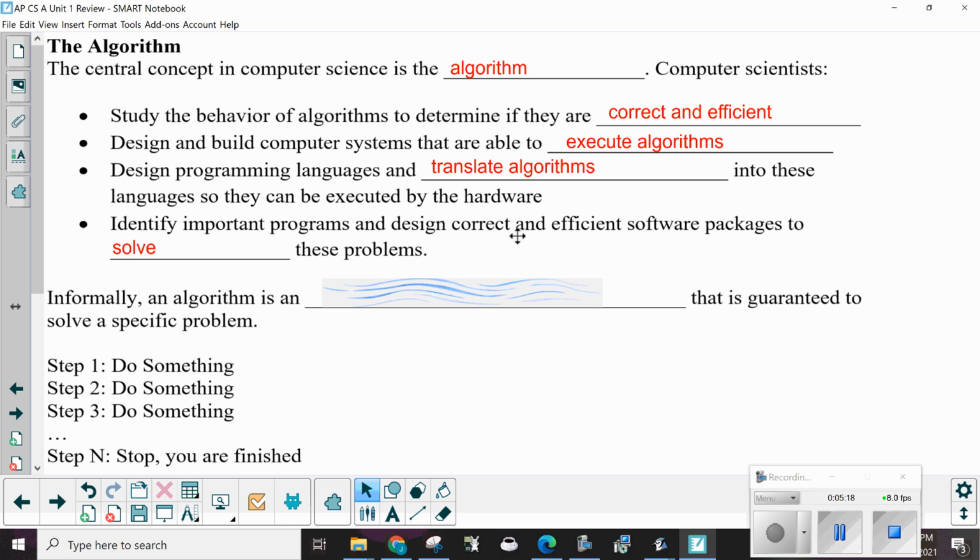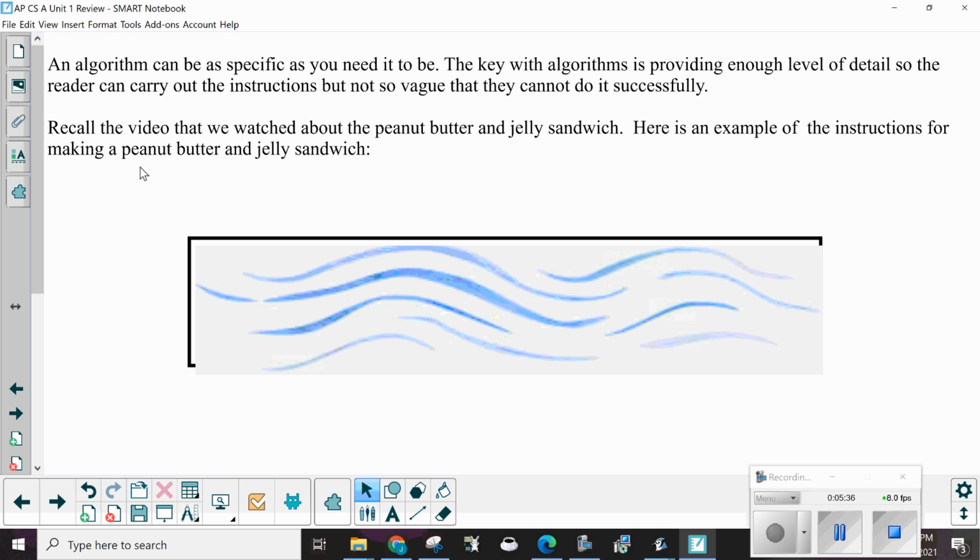Informally, an algorithm is an ordered sequence of instructions that is guaranteed to solve a specific problem. Step 1, do something. Step 2, do something. Step 3, do something. On and on and on. Step N, stop, you're finished. An algorithm can be as specific as you need it to be. The key with algorithms is providing enough level of detail so the reader can carry out the instructions, but not so vague that they cannot do it successfully.